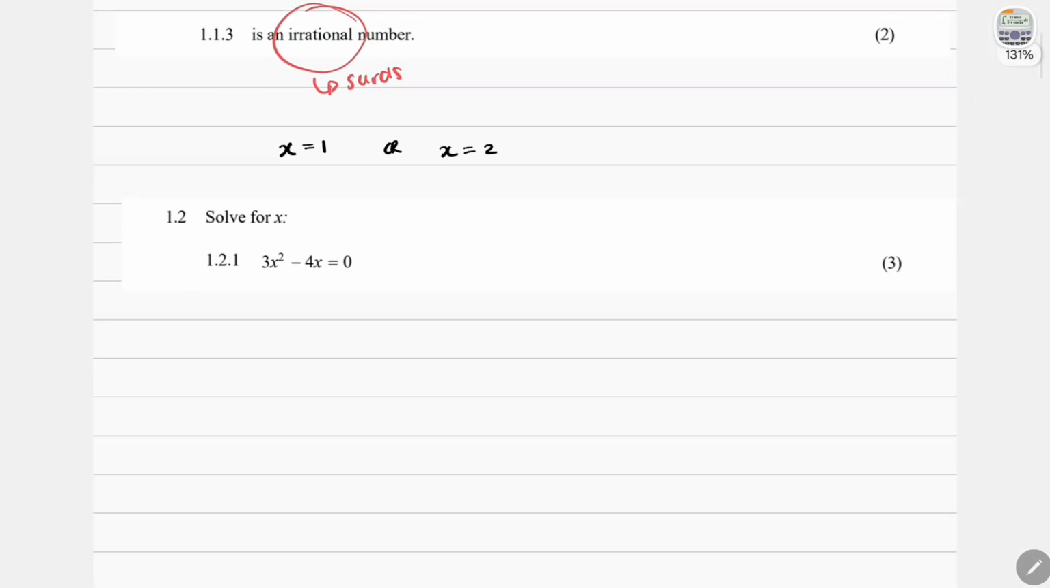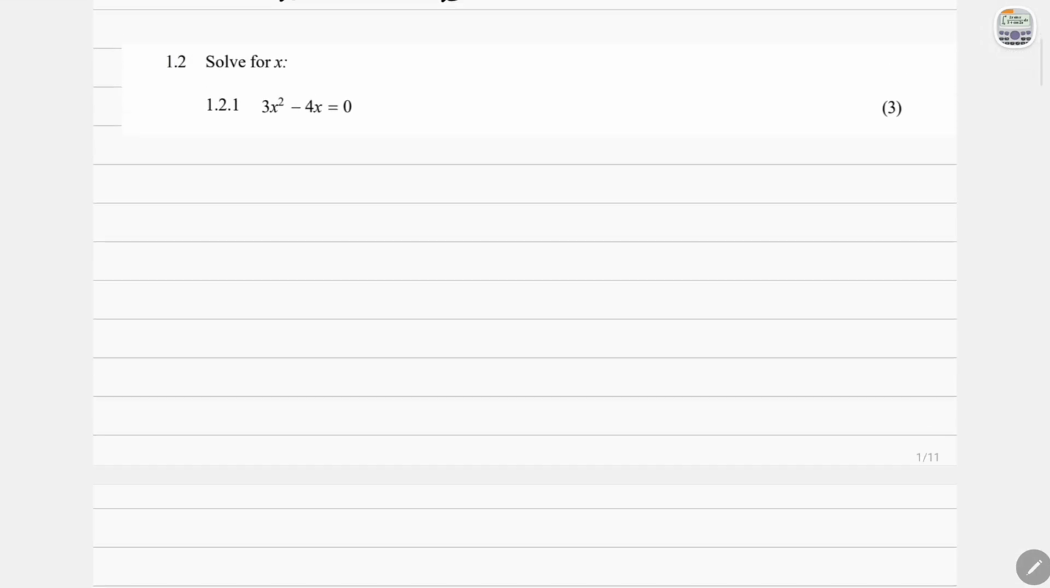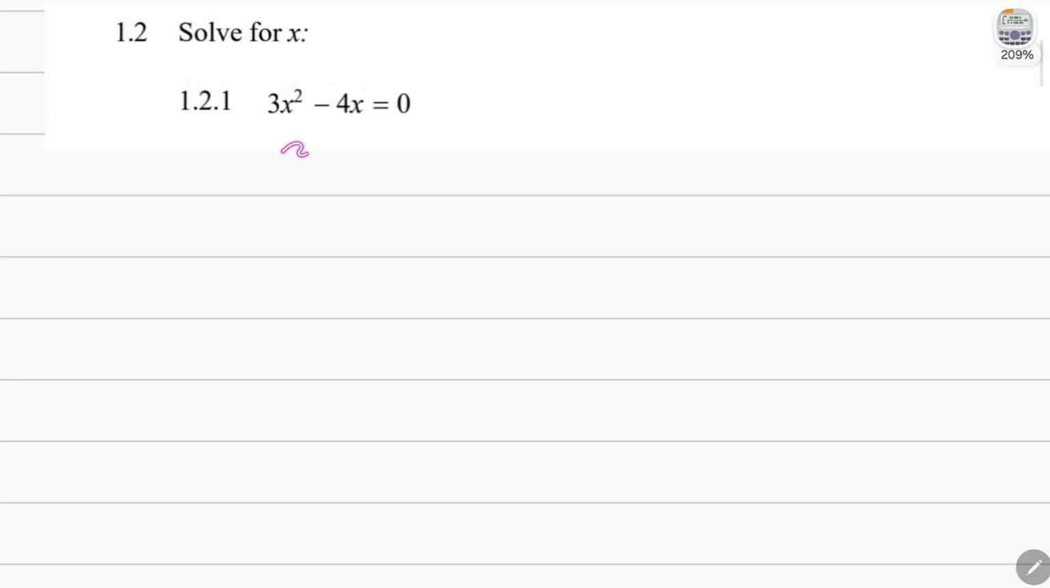Okay, question 1.2 says, solve for x, and 1.2.1 says we have 3x squared minus 4x. Notice how we have exactly two terms in this equation, okay? Do you see that terms are separated by plus or minus signs? Remember that. So between these two terms, what can we do to factorize this so that we can solve for x? We can take out a common factor.